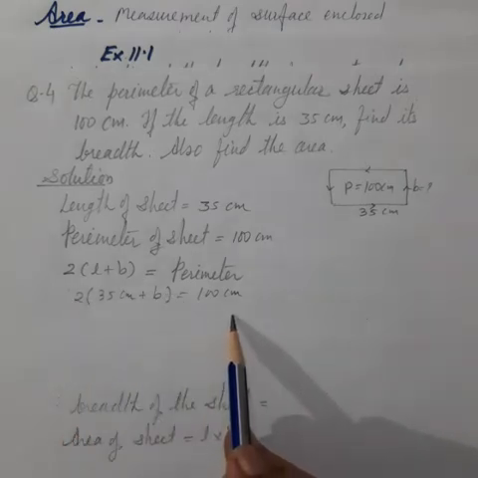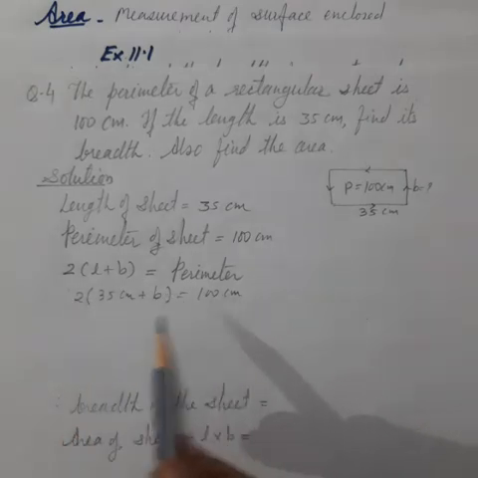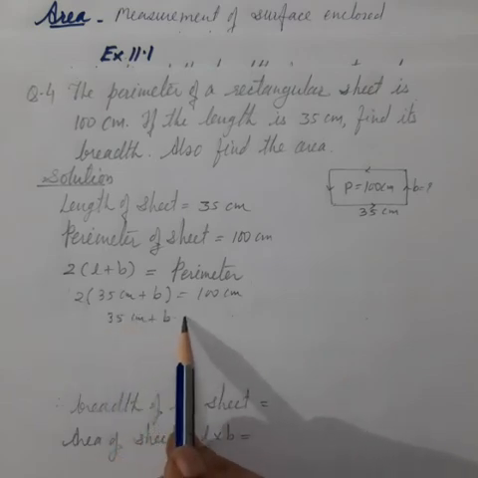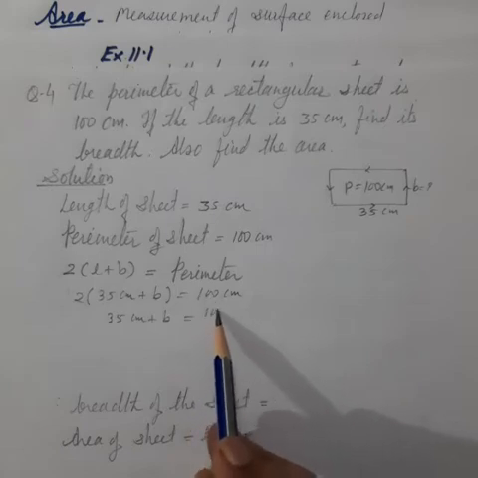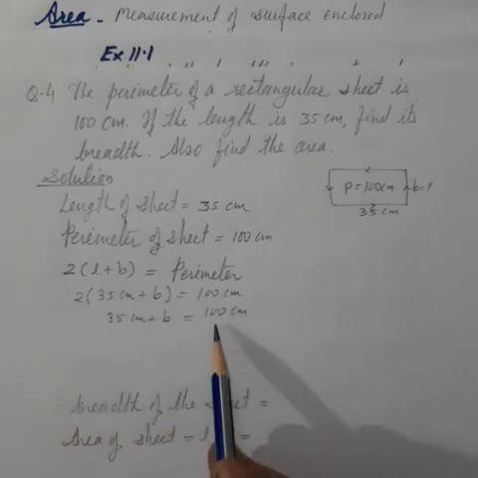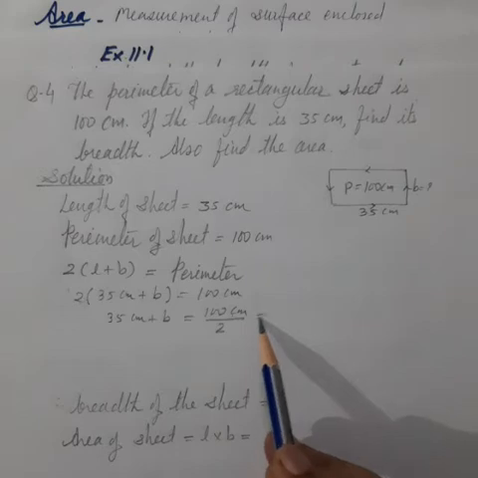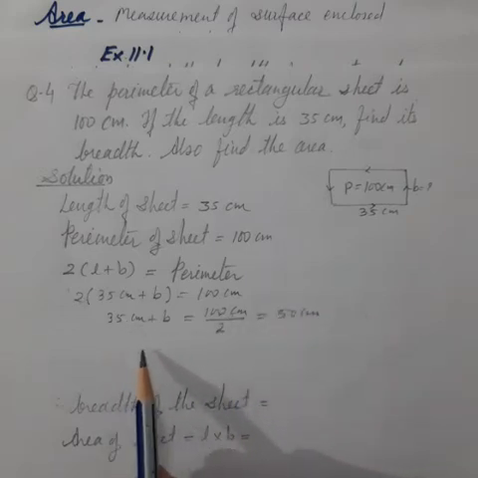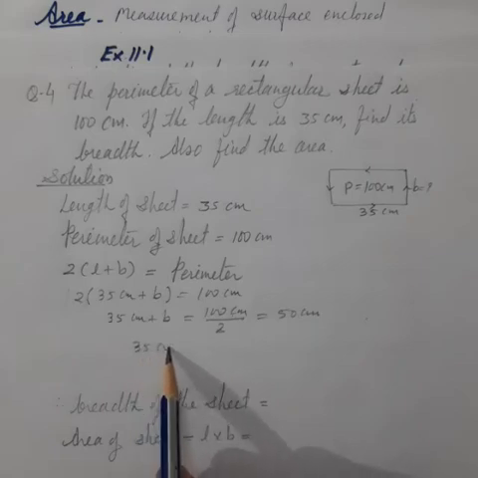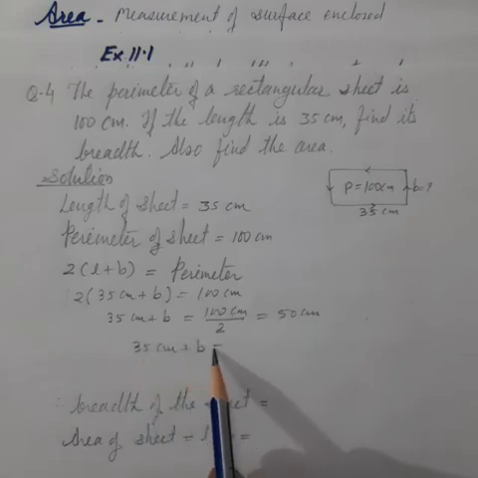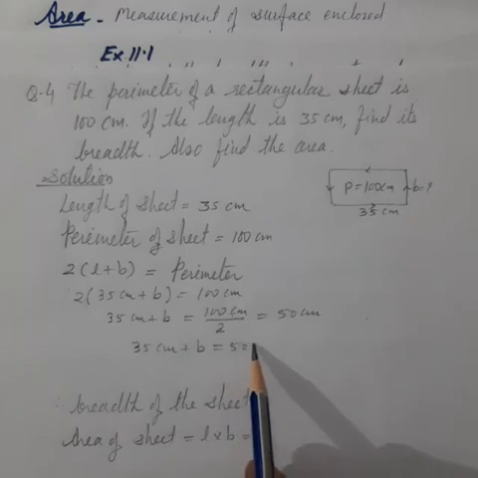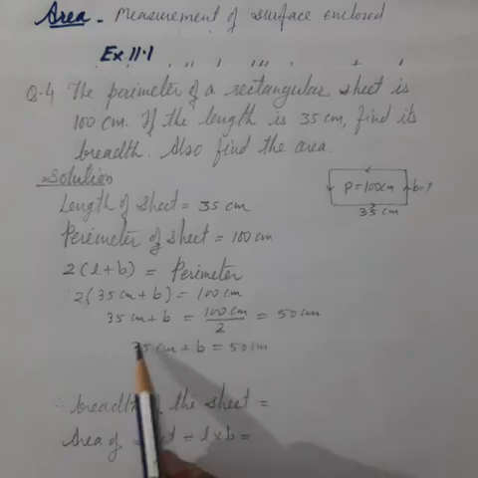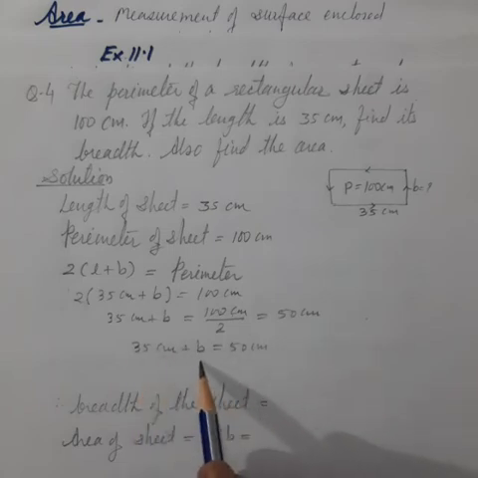So we can take it on the other side in the denominator. Here we will get 35 centimeter plus breadth equal to 100 centimeter divided by 2. 100 by 2 is 50 centimeter. Here we get 35 centimeter plus breadth equal to 50 centimeter. Now we have to find out the value of B. This 35 centimeter we don't want. Take it on the right side.